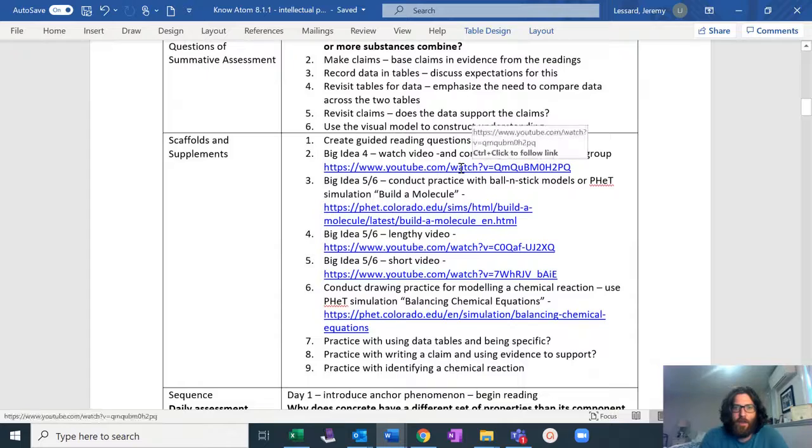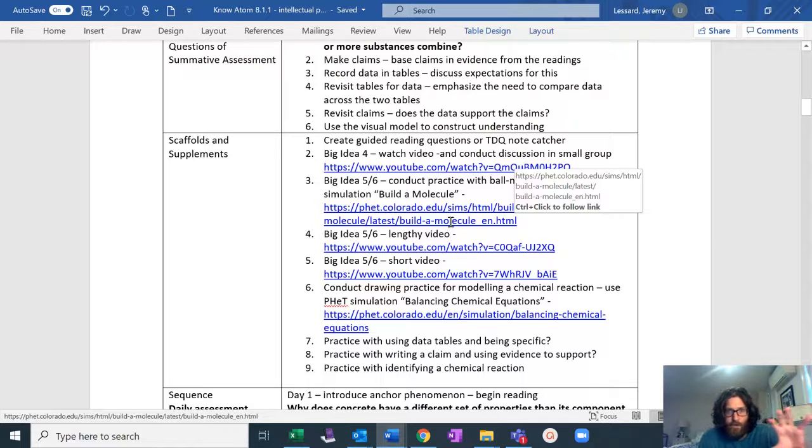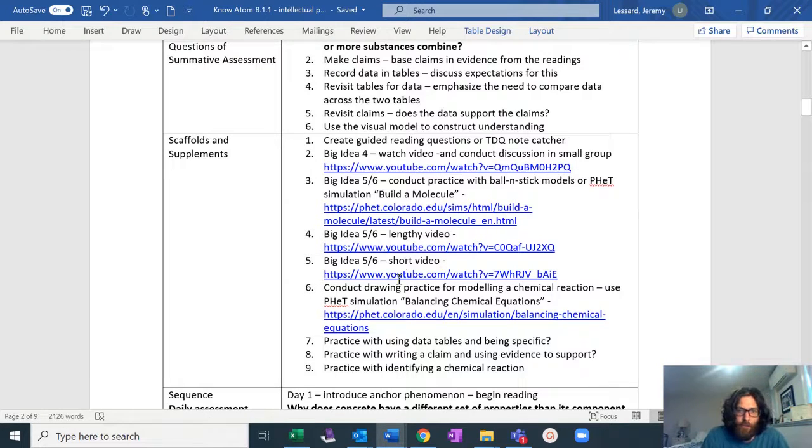Then I just kind of pulled out some resources, right? So big idea number 4, they're supposed to watch a video, so I put the link for the video. Build a molecule, right? This is an online simulation where kids can build a molecule and interact with it. There's a couple videos here, just stuff that I thought might be helpful. Might fall its way into this unit, maybe it won't.